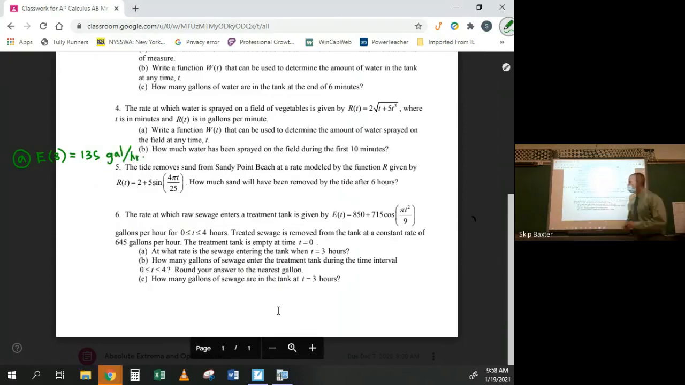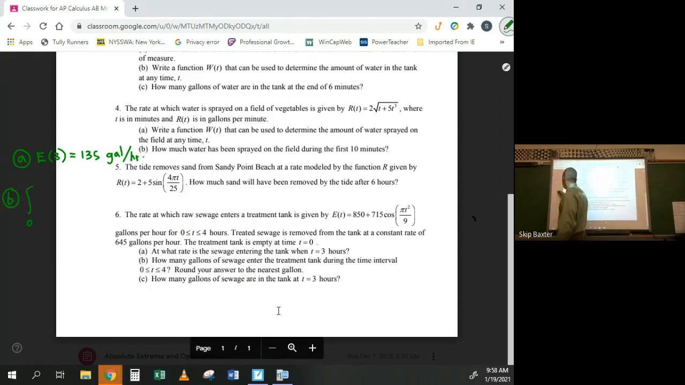Okay, and that's all the work you would need to show for that. Part B, how many gallons of sewage enter the tank during the time interval from 0 to 4? This is the rate at which the sewage enters the tank. So the number of gallons that enter the tank would be the definite integral of this from 0 to 4.